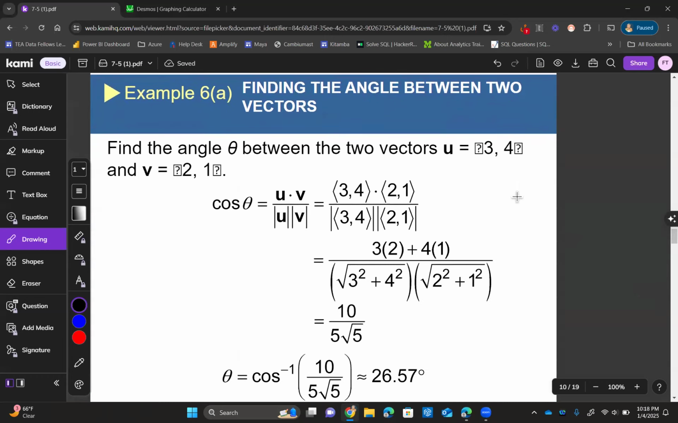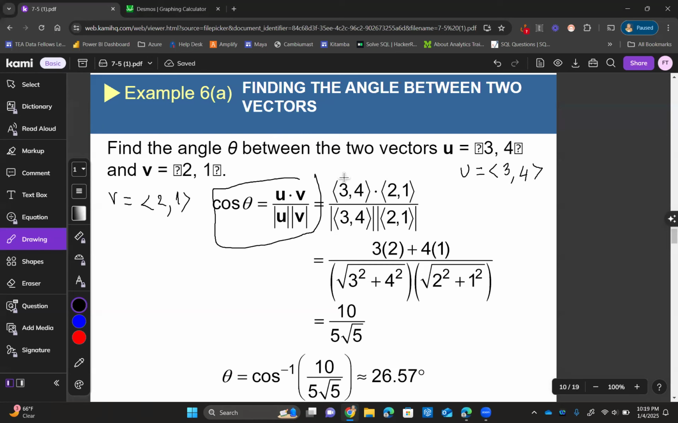Let's take a look at our first example. So we have the first vector u, and it should be represented with this symbol, and its horizontal component is 3, and its vertical component is 4. And we have the second vector v, its horizontal component is 2, and its vertical component is 1. If you want to find the angle between them, this is the formula we need. So we need to first calculate the dot product between u and v. So this is u and this is v. We will calculate the dot product. And then we're going to find the magnitude for each vector. So absolute value stands for magnitude.